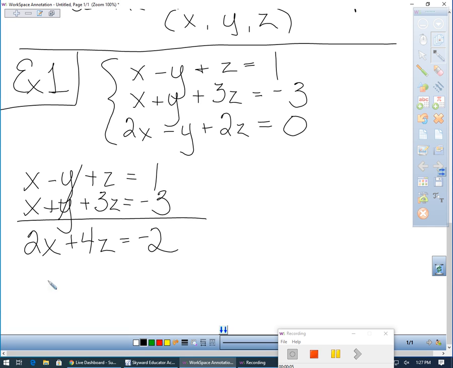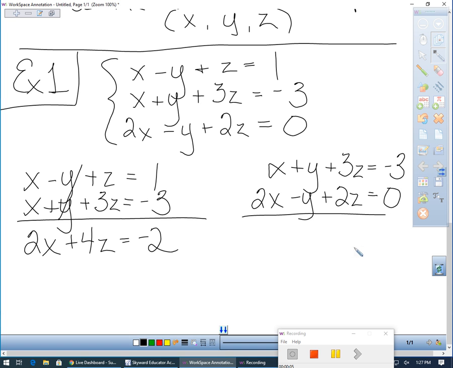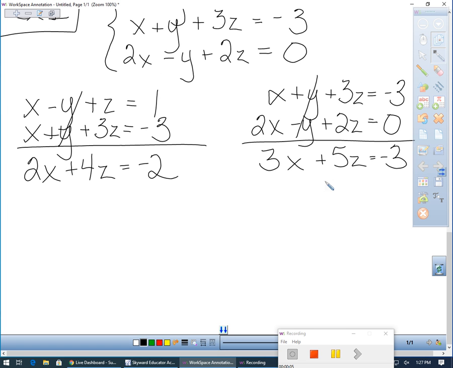Okay? Now we're going to go back and use equations 2 and 3 to eliminate the same variable. Okay? So equation 2 I'm going to write here. X plus y plus 3z equals negative 3. And do I have to multiply by anything to be able to get rid of y? So I'm going to write down equation 3, 2x minus y plus 2z equals 0. All right, adding these together. X plus 2x is 3x. Again, my y's drop out. 3z plus 2z is 5z. And negative 3 plus 0? Negative 3. Okay. So now we want to take those two results and eliminate another variable.